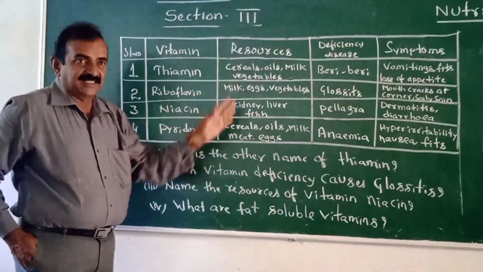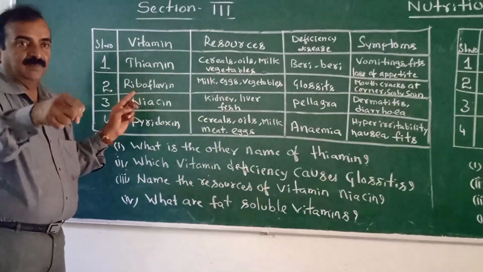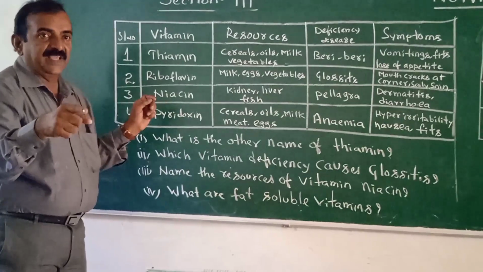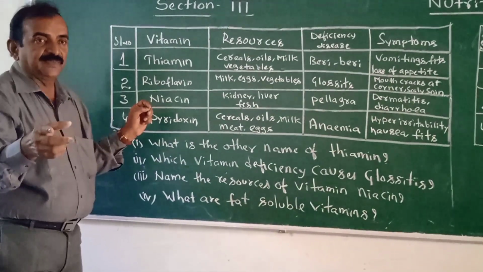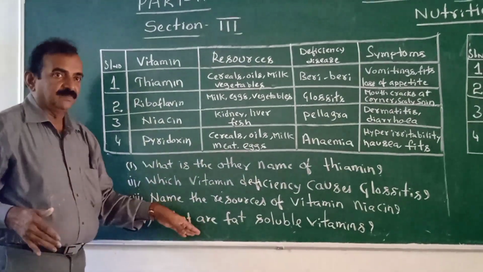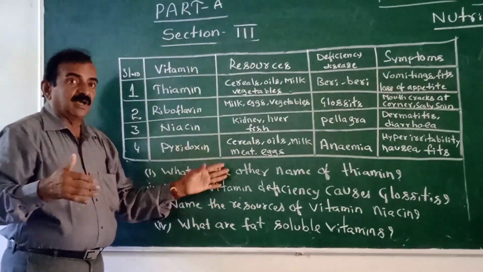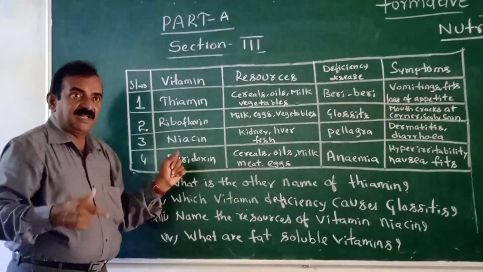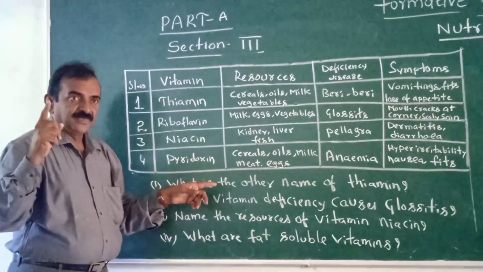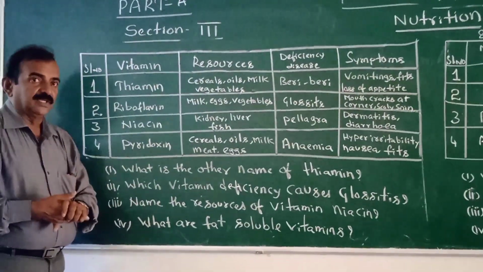And the fourth question: what are the fat soluble vitamins? Actually, in this table, fat soluble vitamins are not there. But in the table on page 19, you see fat soluble vitamins A, D, E, K. You need to read all the vitamins given on page number 19. In this table those vitamins are not there, but you need to write them. That is to check whether you are remembering all the vitamins or not. So this is the fourth question.